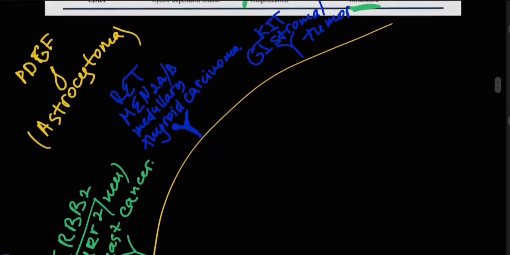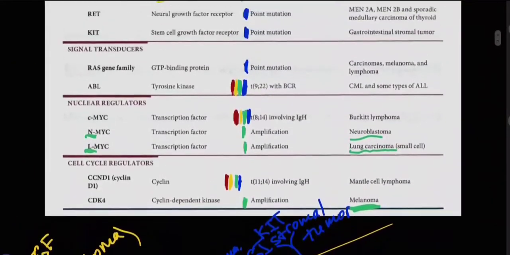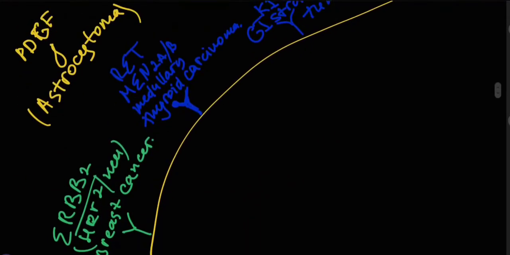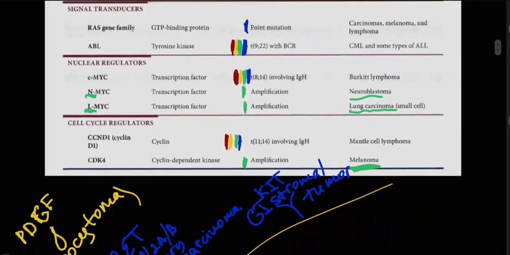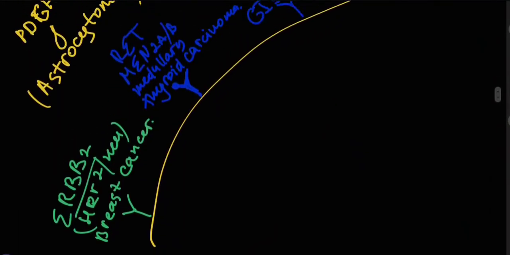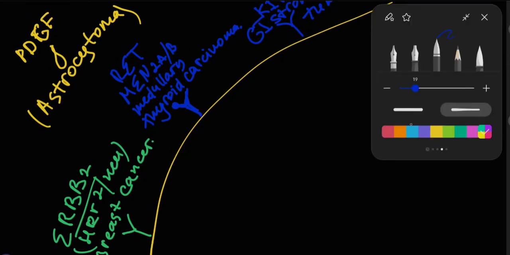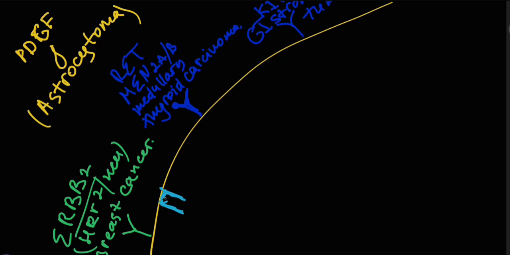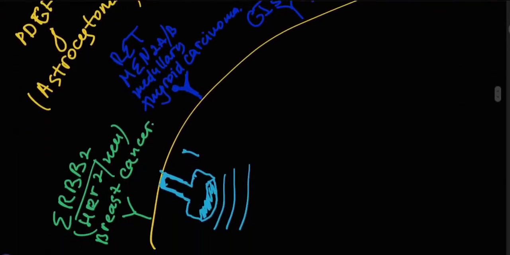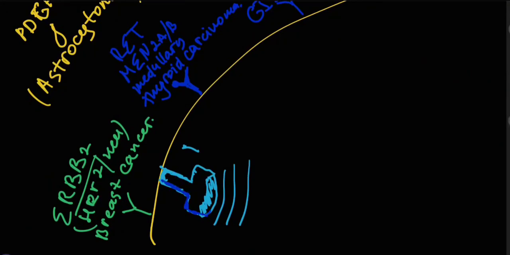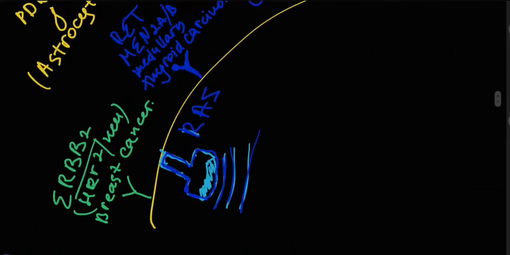It's also made by point mutation, blue color. Next point mutation is done by signal transducers. You know, there is a device called ultrasound, and there is a part of the ultrasound machine which is called a transducer, which creates the ultrasound beam. Yeah, like that. I'll make it not blue, I'll make it dark blue. RAS gene family. It works by GTP binding proteins.